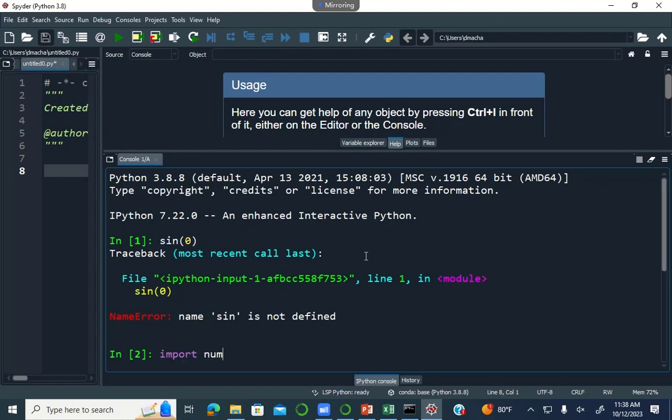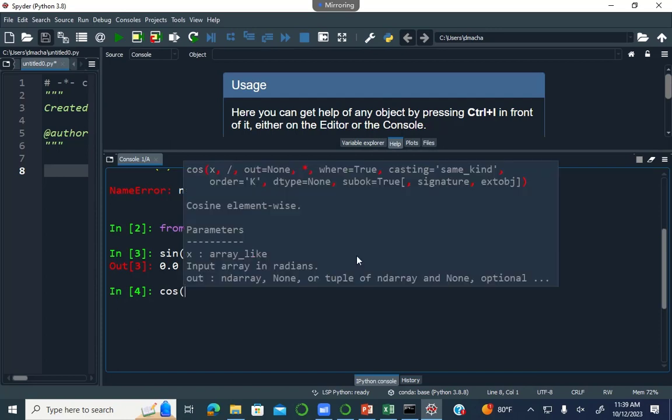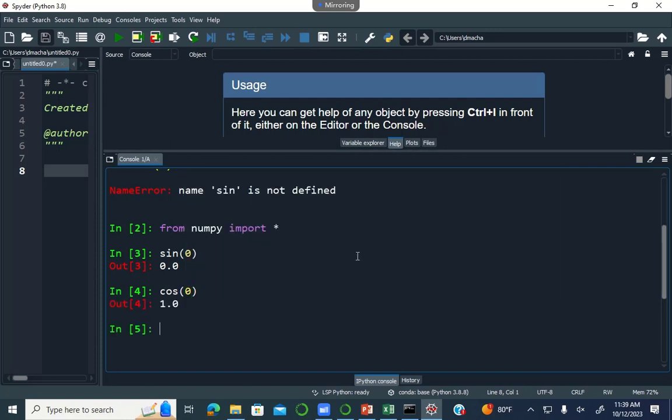But NumPy is a library. If I ask Python to import all of the functions from the NumPy library, you do this by typing from NumPy import star. Star just means everything. Now Python knows all of the commands in the NumPy library. So now I can ask things like sine of 0. It'll tell me sine of 0 is 0, and of course cosine of 0 is 1. The NumPy library stands for numeric Python, and it contains math functions that we need, like sine and cosine and all that stuff.